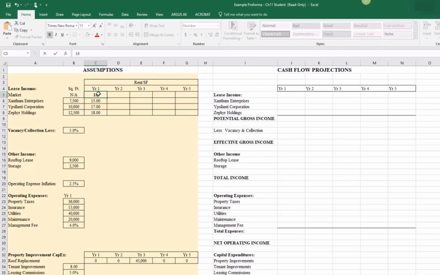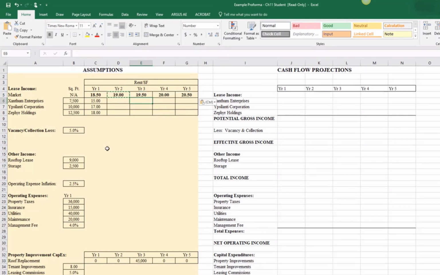So we're told in the slides in the PowerPoint that this next year is $18.50, and that's going to increase by 50 cents a year. So I'm just going to put in 50 cents plus the previous year. And I can copy and paste that across. Control-C to copy, Control-V to paste. And I've got my market rents.